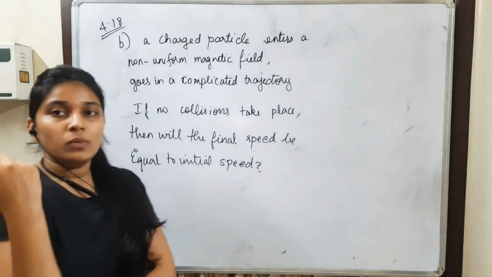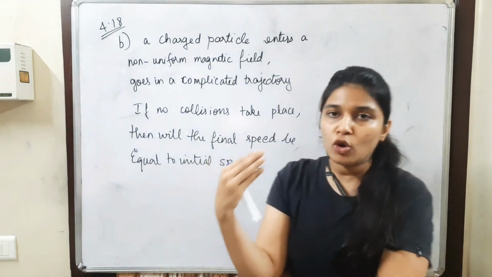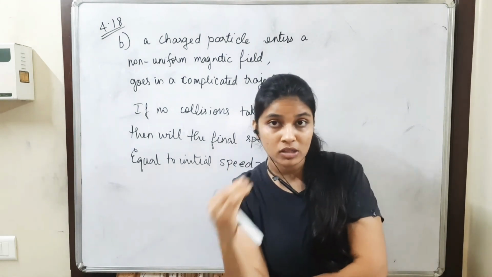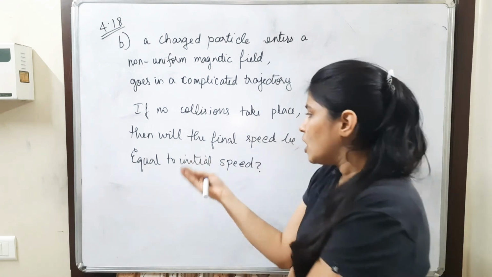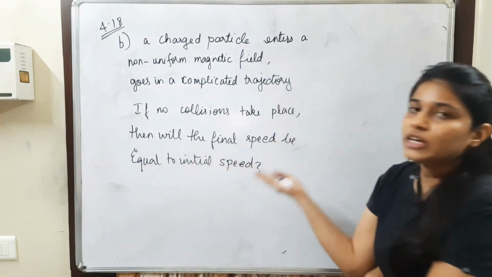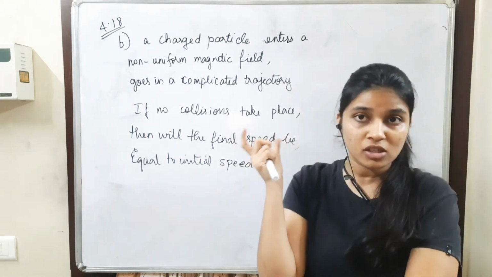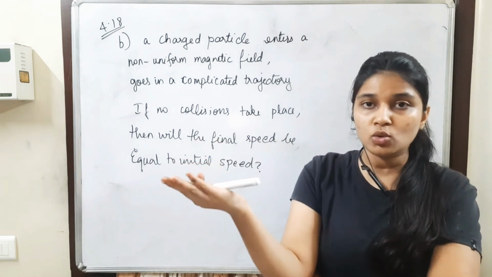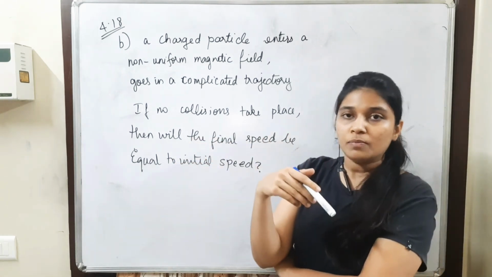Now, when a charged particle experiences a force due to a magnetic field, it is always perpendicular to its velocity, because we know F is equal to V cross B. It's a cross product, meaning the force should always be acting perpendicular to the velocity vector. That is a plane containing V and B both.